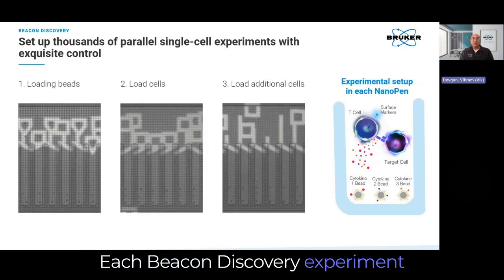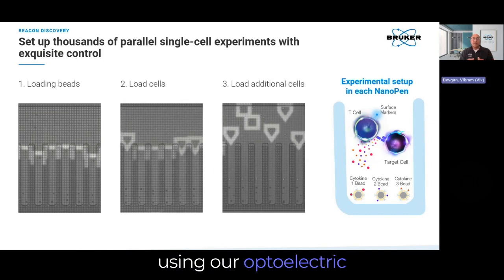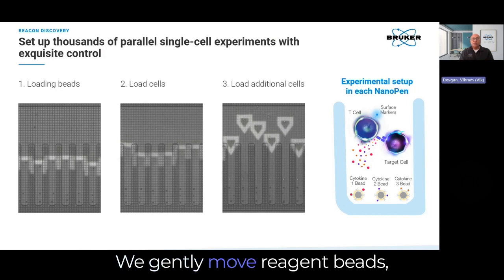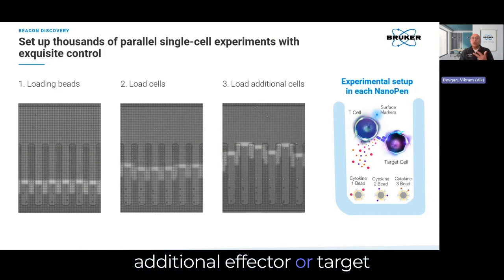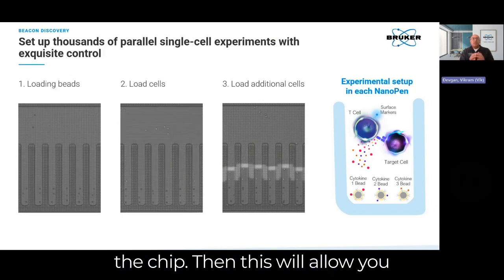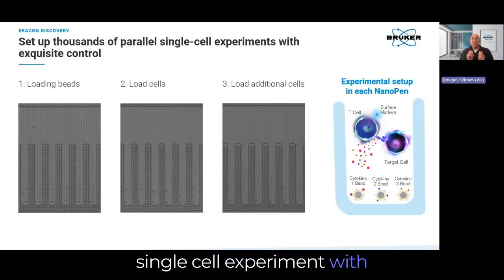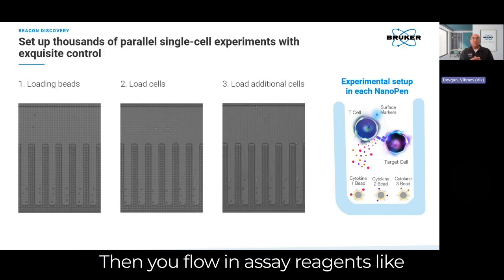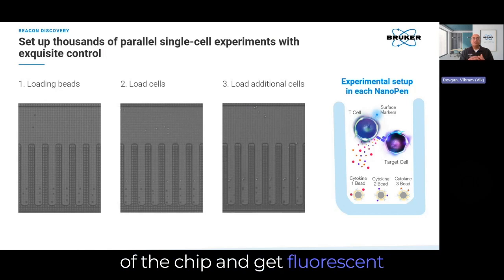Each Beacon Discovery experiment begins with precise automated setup. Using our optoelectric positioning technology, we gently move reagent beads, the single cell under evaluation, and additional effector or target cells into nanopen chambers on the chip. This allows you to set up thousands of parallel single-cell experiments with exquisite control. Then you flow in assay reagents like antibodies or fluorescent stains through the channels of the chip and get fluorescent readout over multiple time points using the built-in microscope.